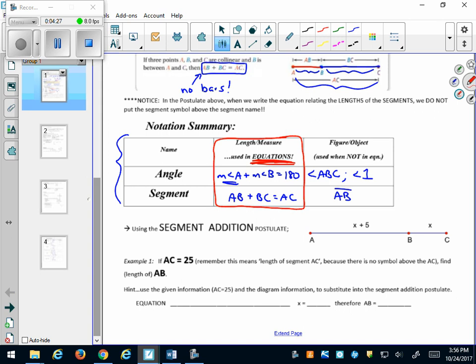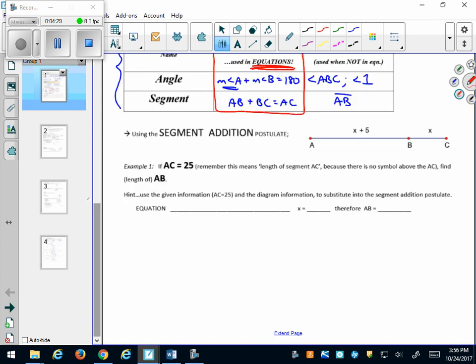All right, so how are we going to use the segment addition postulate? Pretty much the same way we used angle addition postulate. Solving for x, finding the missing length of a segment, etc. So in this first example, it's labeled here that AB is x plus 5 and BC is x. And they tell us if AC is 25, so that means A to C, the whole thing is 25. Just like we did before, the first thing you want to do in these situations is label your diagram.